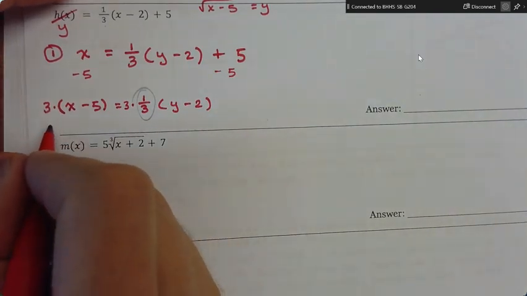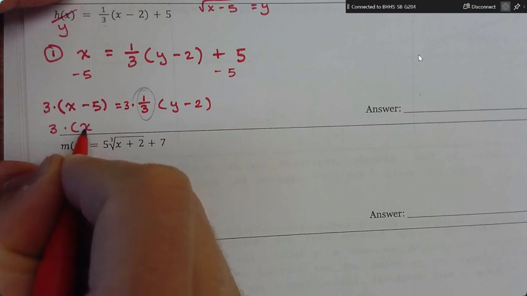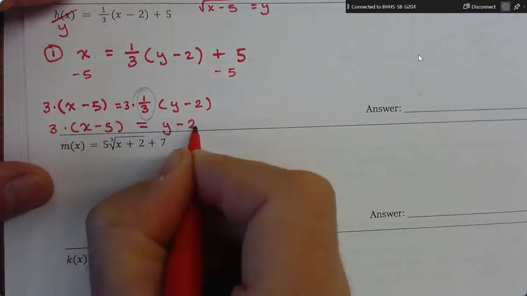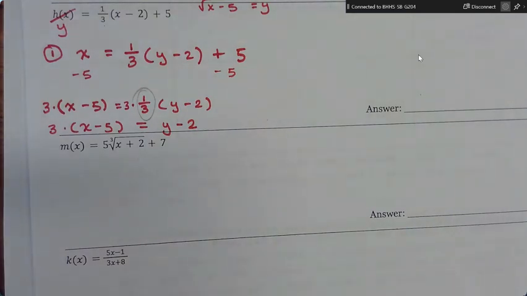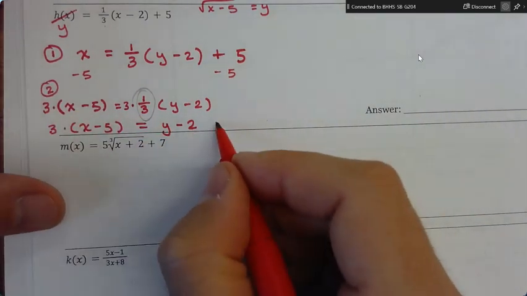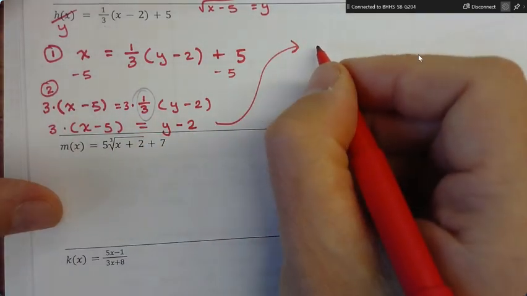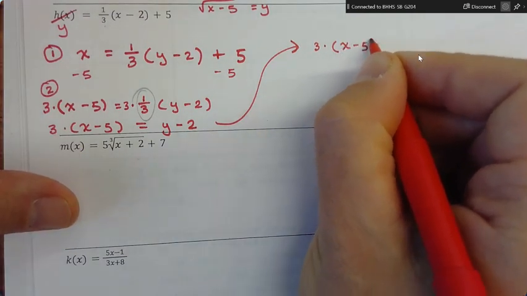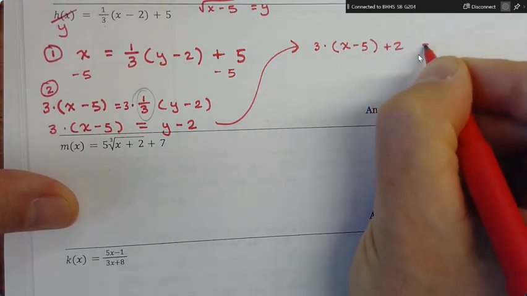So now we're at 3 times the quantity x minus 5 is equal to y minus 2. We're almost there. Decille, finish it up for us. What do we need to do next? Add 2. Yeah. So when I add 2, we're going to get 3 times x minus 5 plus 2 is equal to y.